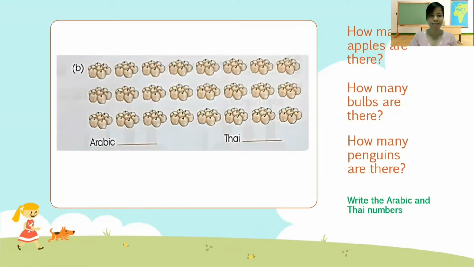Now take a look at the picture on letter B. We have here apples, and in each set we have 7 and we also have 21 sets. So how many apples do you think there are? Can you count? Great, that's correct. We have 168 apples. I want you to write 168 in Thai.